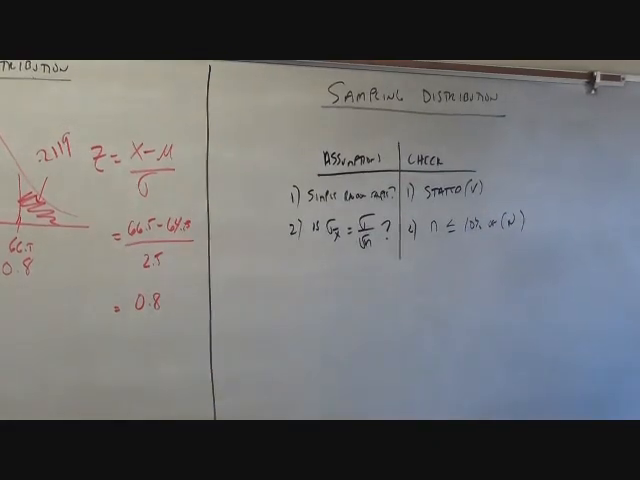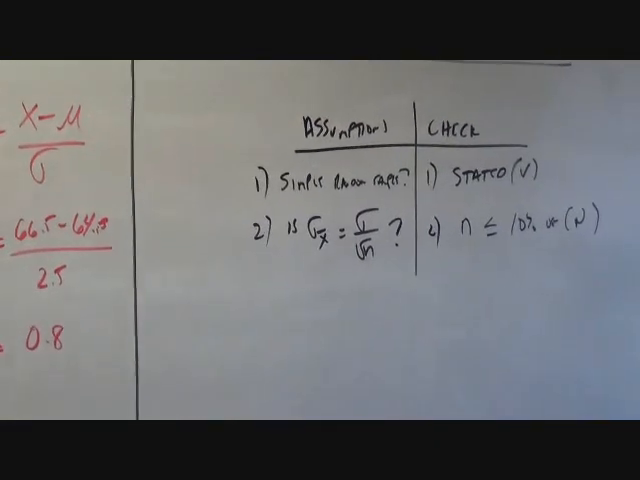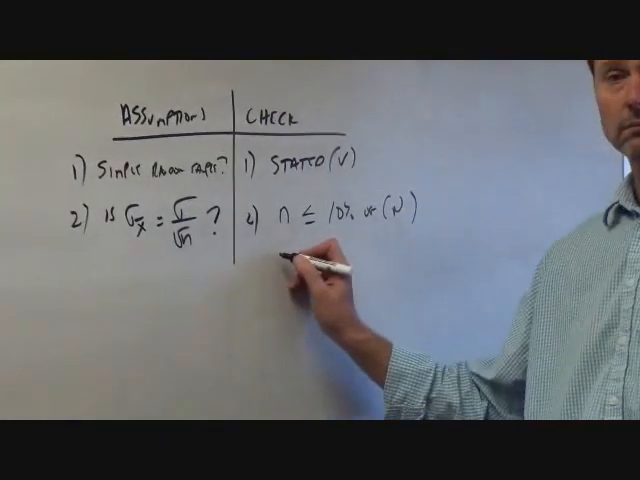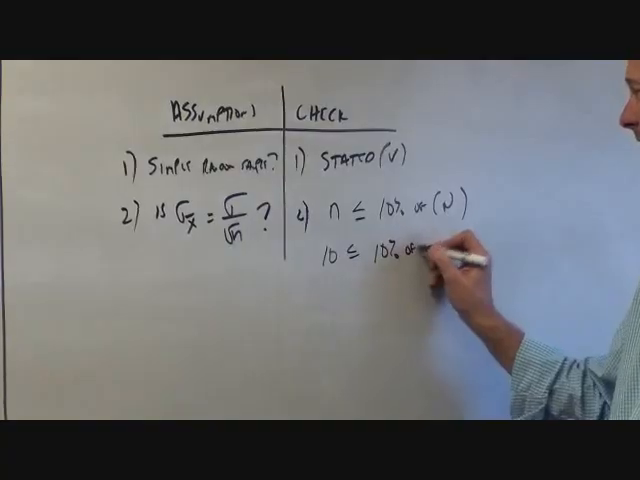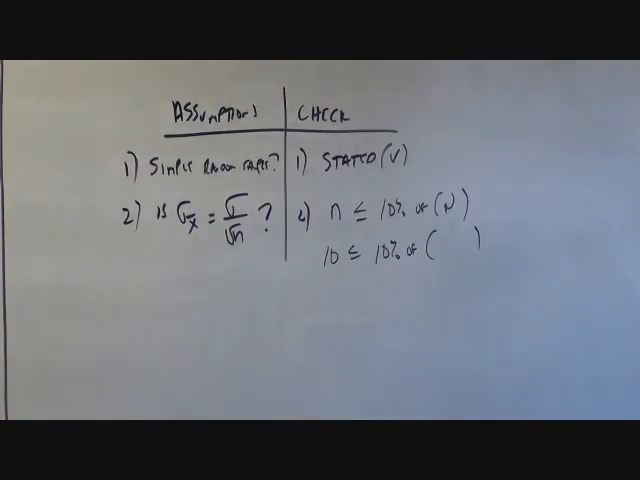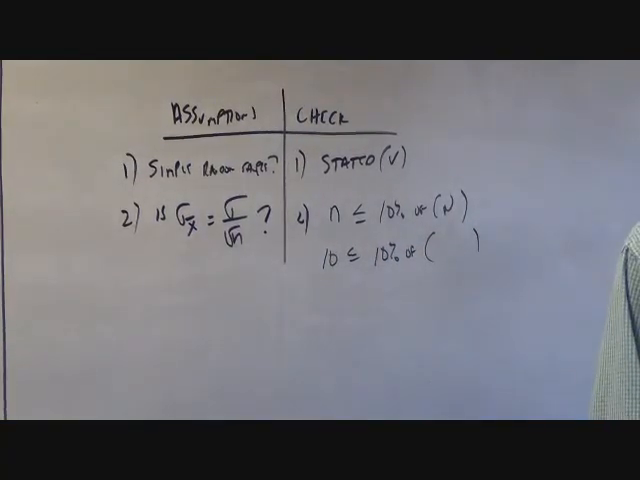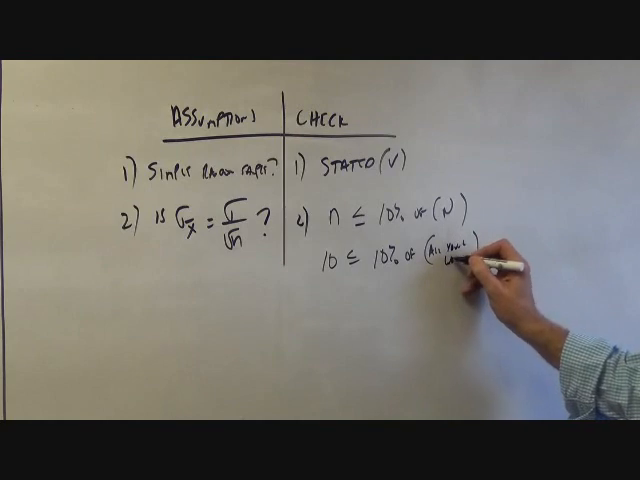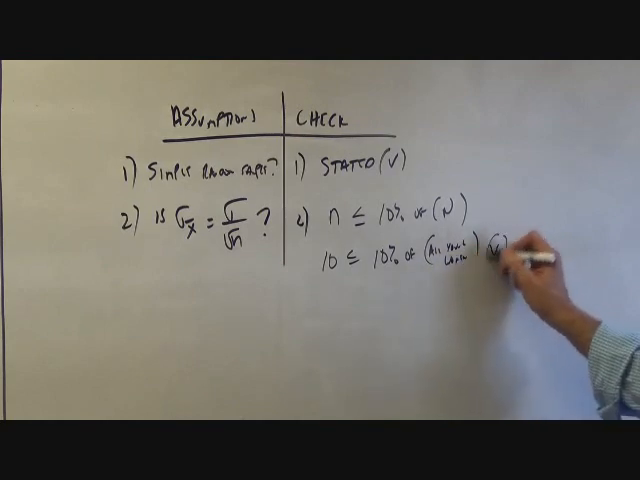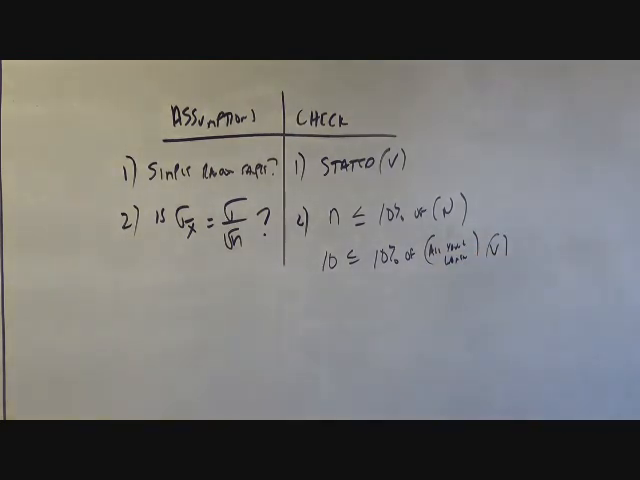And now let's plug in the numbers. What was our sample size in this problem? 10. Is 10 less than or equal to 10% of, now, whoa, do we know how many young women there are in the world? We don't, right? So we would just say all young women. And is that pretty safe to put a check mark there? That 10 is going to be less than 10% of all women? Sure.